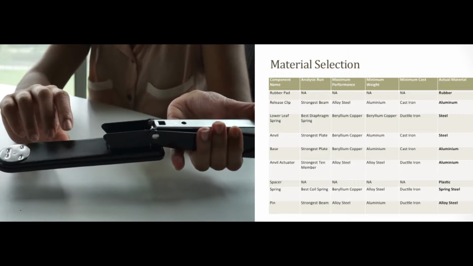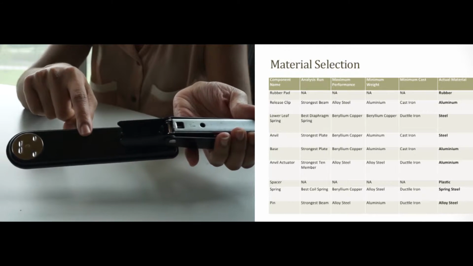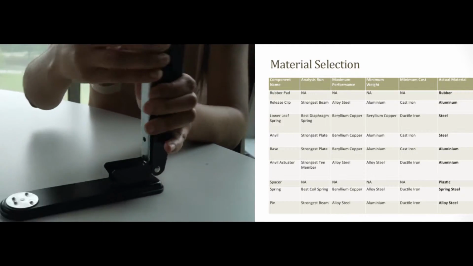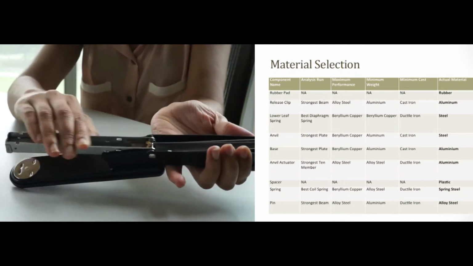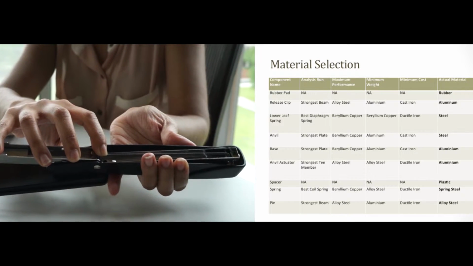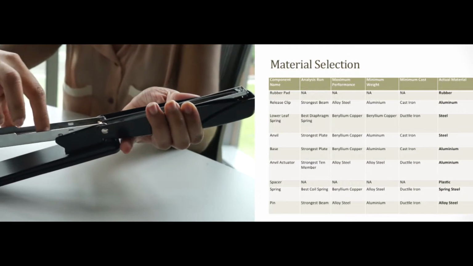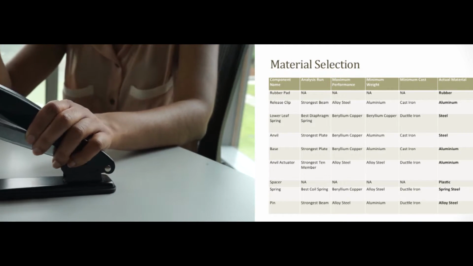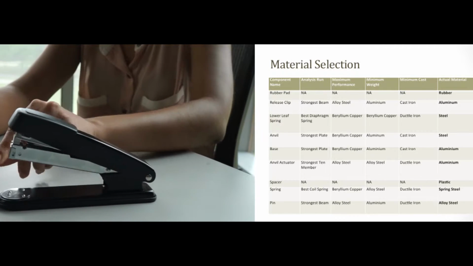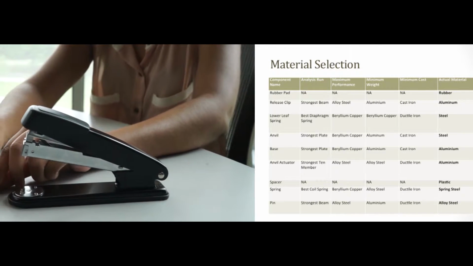Due to its low weight, aluminum was used for the production of the base. Spring steel was used for the production of the spring because of its low cost and minimum weight. Alloy steel was shown to give the best performance for the staplers.